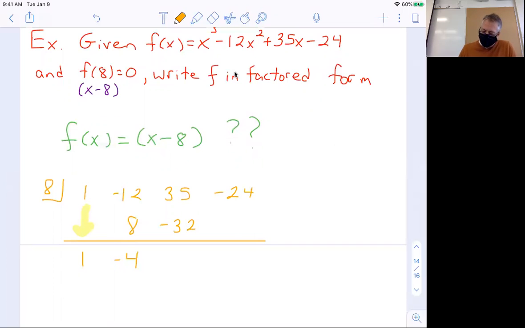Eight times negative 4 is negative 32, and we're going to add down. 8 times 3 is 24. Add down. And we got to get 0 on the end. If not, we made a mistake somewhere. Okay, so for all the ones we do, we'll get 0 on the end. So that's kind of a nice check for us to make sure that we're doing this correctly.